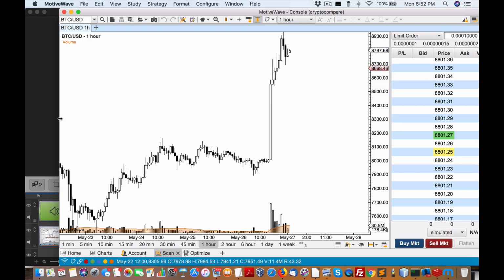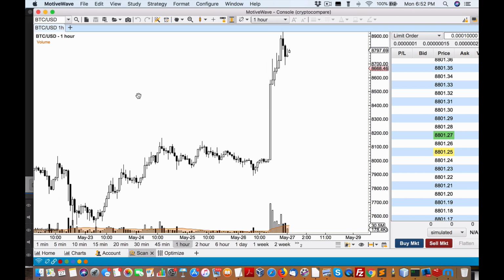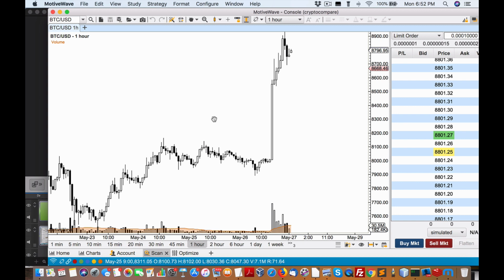Everybody, new segment here. I've loaded into my MotiveWave using CryptoCompare now. So we're doing the Bitcoin only using CryptoCompare as the data source. So hopefully you've known about this big move that I talked about on Saturday. Hourly moves here. This was about a 7 to 9% move.